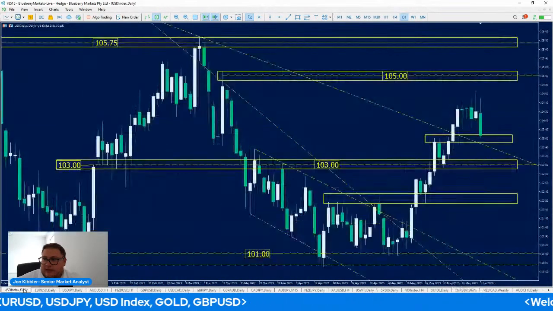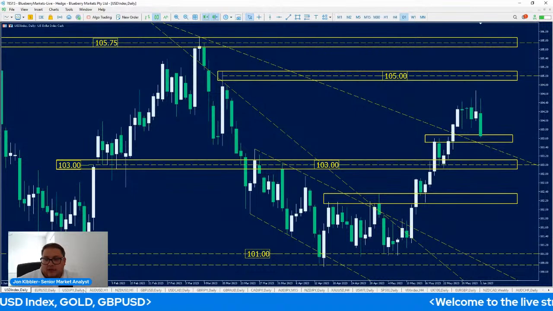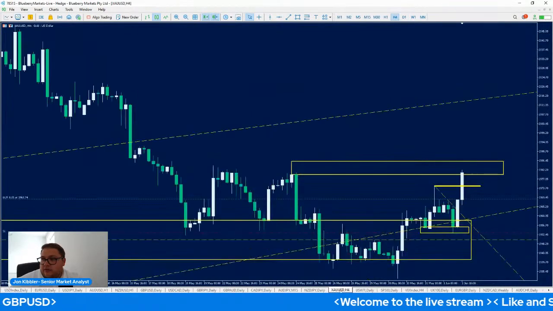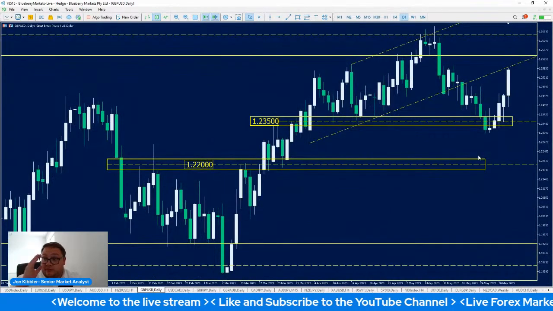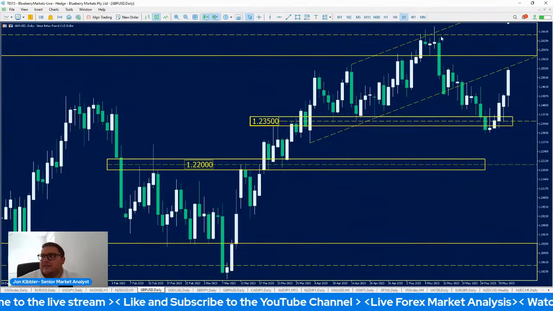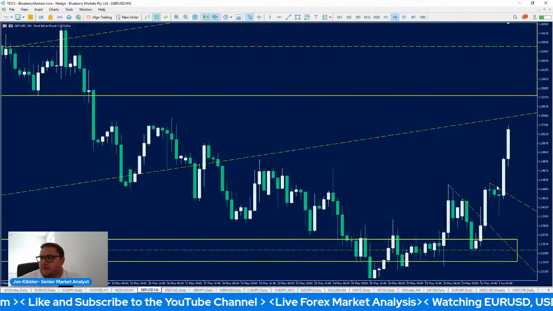What else have we been looking at? Obviously dollar index coming in lower, so we've been looking at that gold long situation, which is playing out a little bit. Let's have a look at cable, because cable's actually rebounded quite aggressively, hasn't it? Cable was a really interesting one.